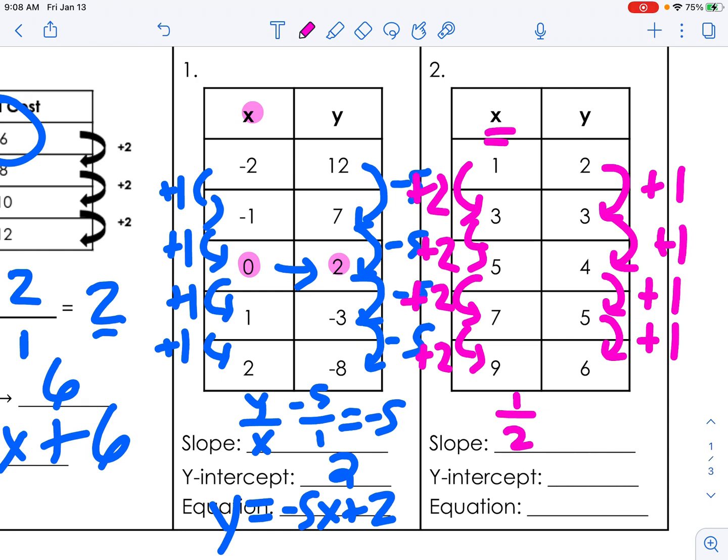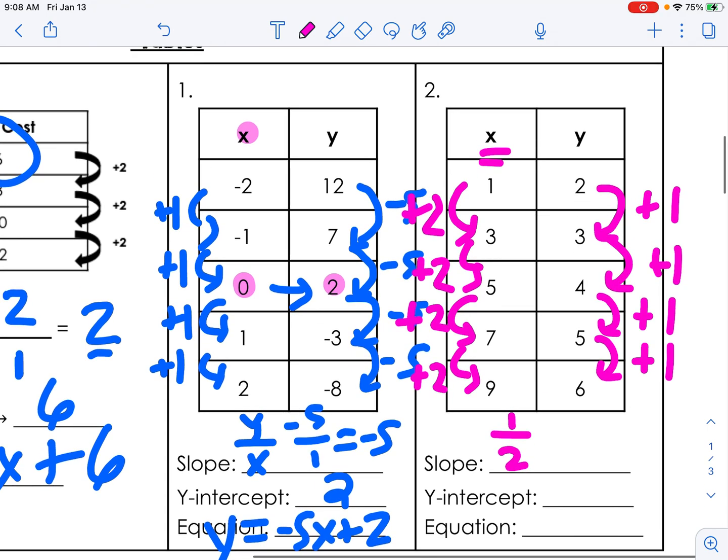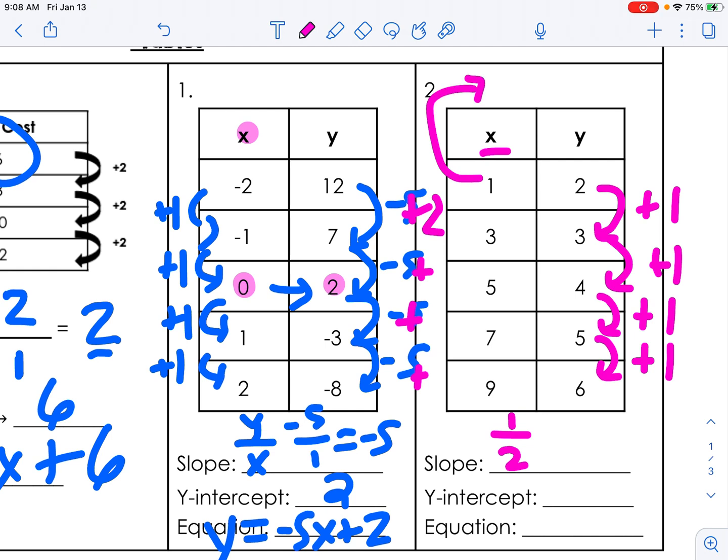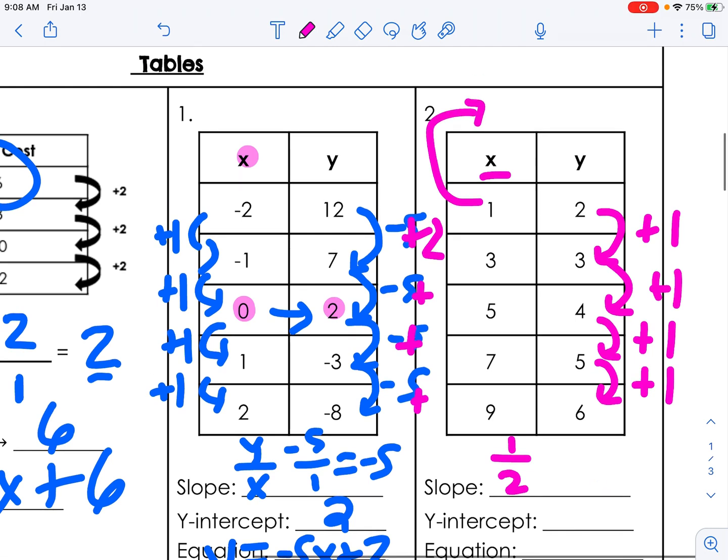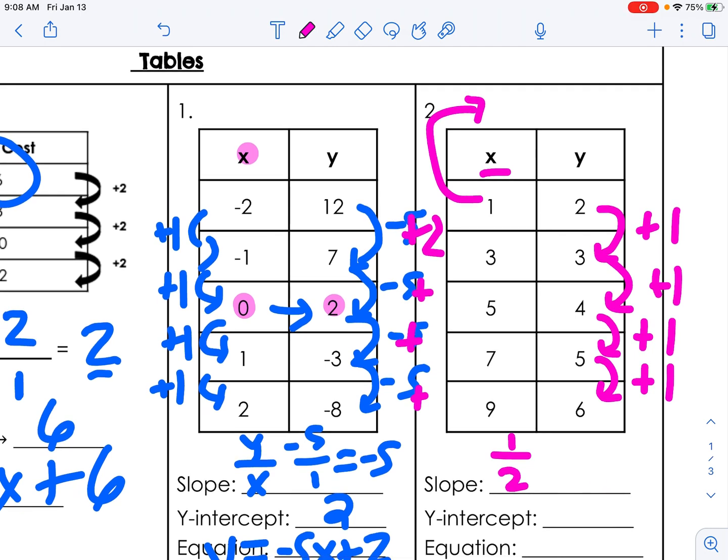Now notice on this table, we do not see when x is 0. So you got to think about where is x equals 0 in comparison to the numbers that are already given. It's behind 1. But that means we're only going back 1 on the x's when we've been going forward 2.